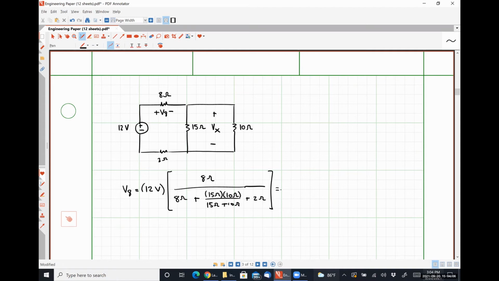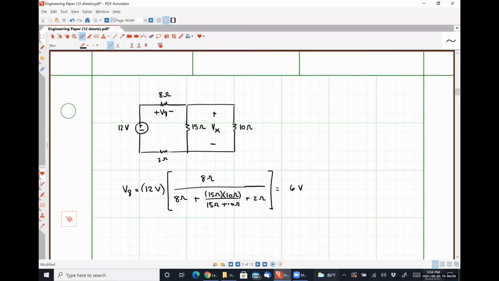And the numerical answer for that will be whatever it is. I don't think I can do that one in my head, or at least not as quickly as I did the other ones. 8 plus 6, so actually that's 8 over 16, so it's going to be 6 volts, if my mental math is correct. Apparently I can't do it.